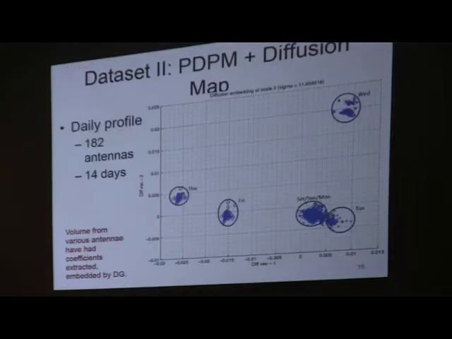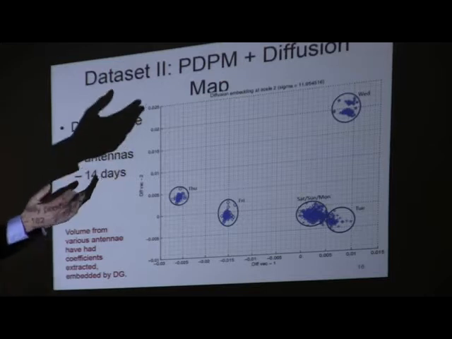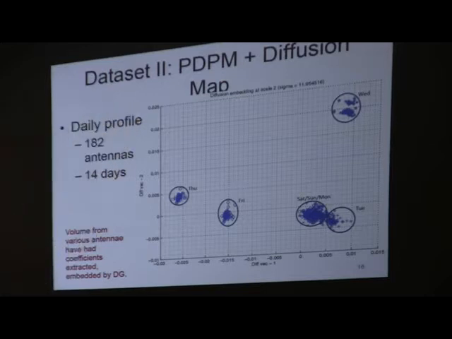Let me just skip to the second one. So here's the antennas. 182 antennas, 14 days of data. Just take all the data for all the days, take the coefficients, and do some sort of standard nonlinear statistics using diffusion geometry, and they classify themselves.